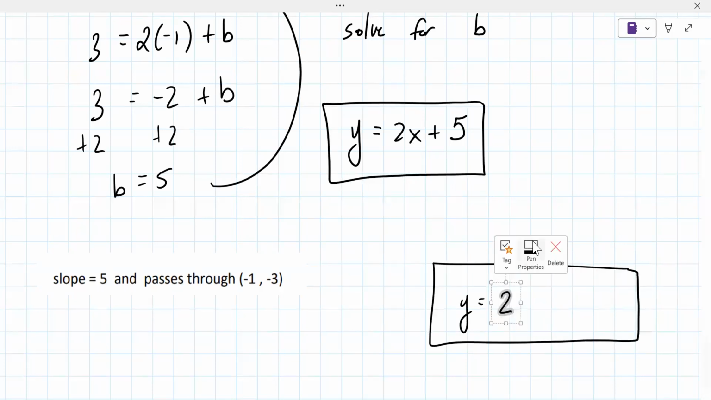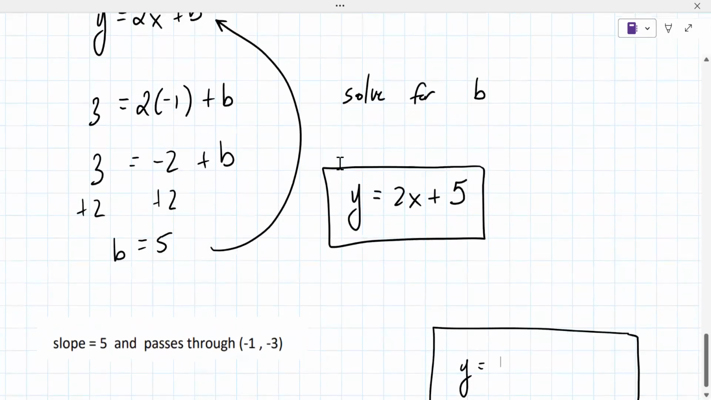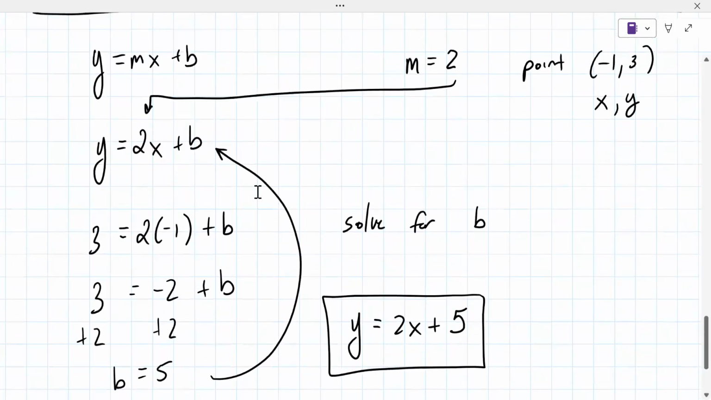No, I put in all the numbers. I ended up with 2 plus b. Okay, like what I'm hearing is that we did this example. You said, hey, I got it. My final answer is a y, a number, an x, another number. Did you follow the steps here? Did you put your slope in for m?